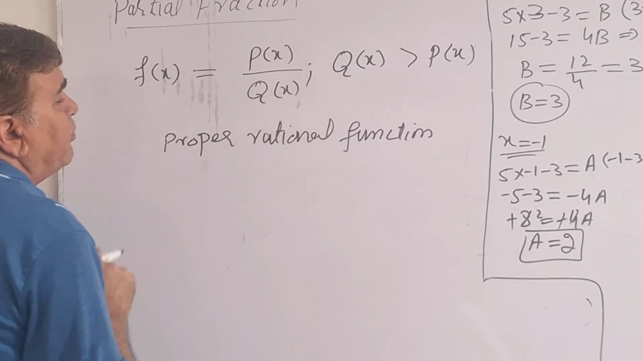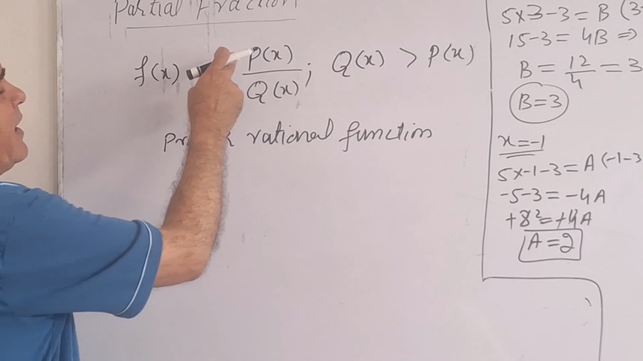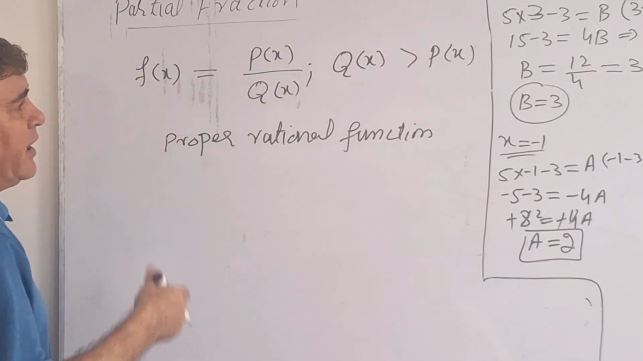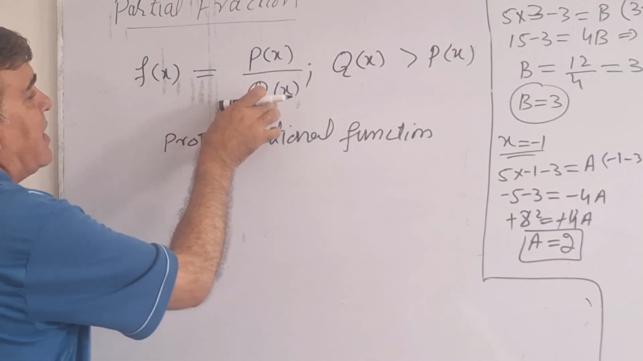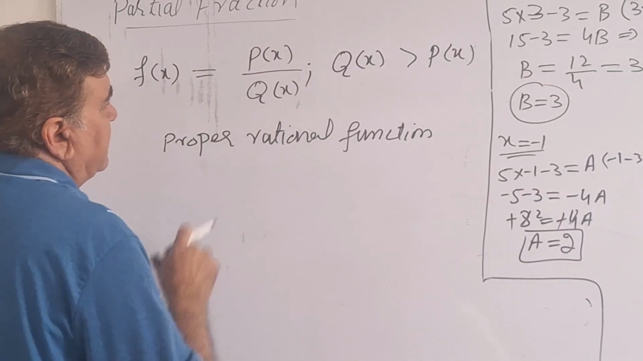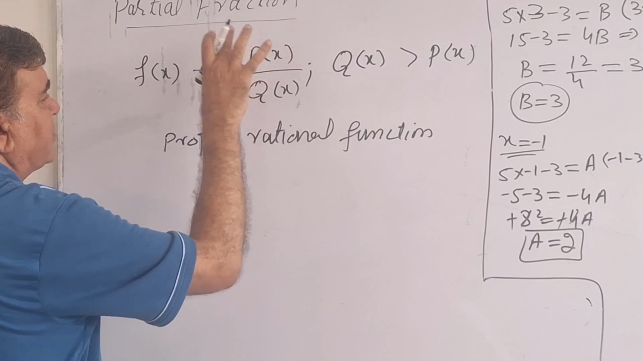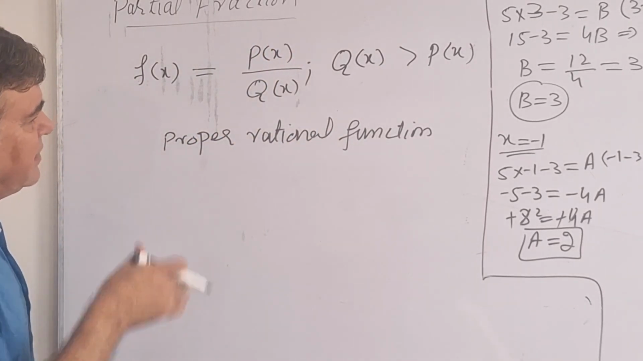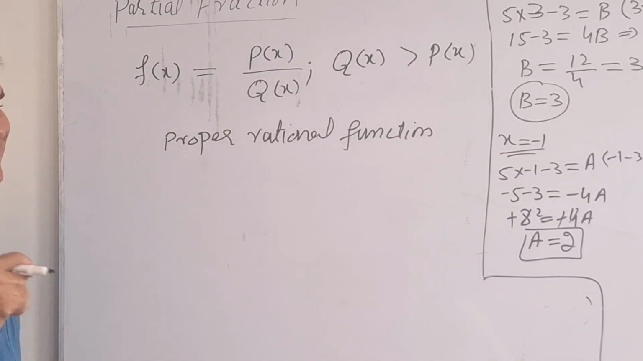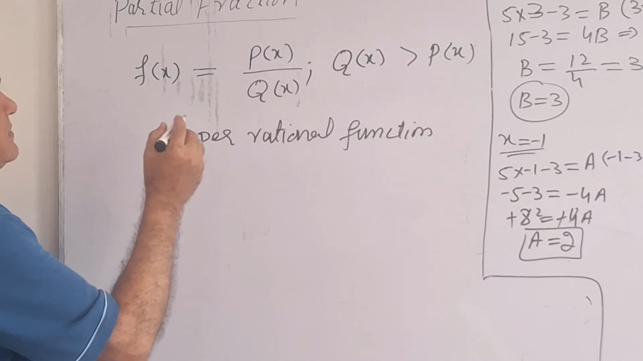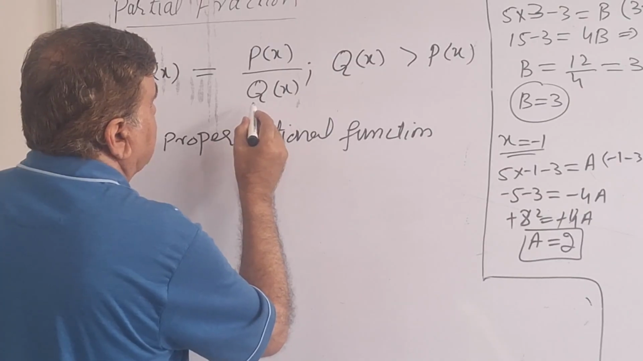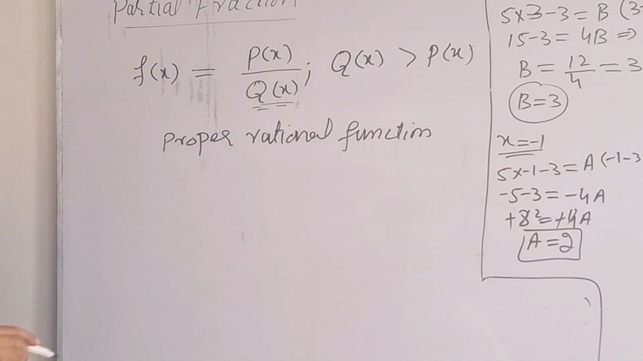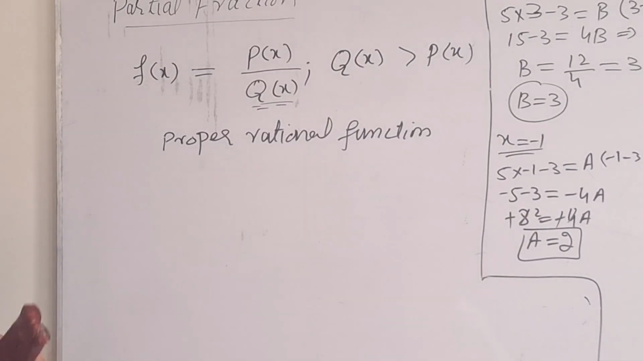So if it is improper, then you need to first divide the numerator by the denominator like you learned in algebra, and I'll do an exercise on this to reduce the rational function into proper form. Once that is done, then we use the method of partial fractions. The second thing, which is always the important one, is that you should factorize the denominator into different factors.